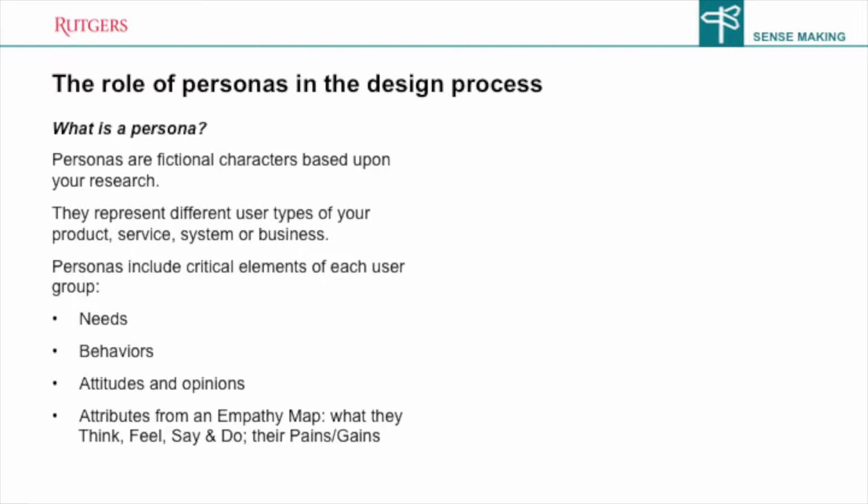And it should include, when you create a persona, critical elements for each user group. Some of their needs, some of their specific behaviors, attitudes and opinions they may have around that product or service, and then attributes from your empathy map. So what did they think, feel, say, do? What were some of their pains and gains?